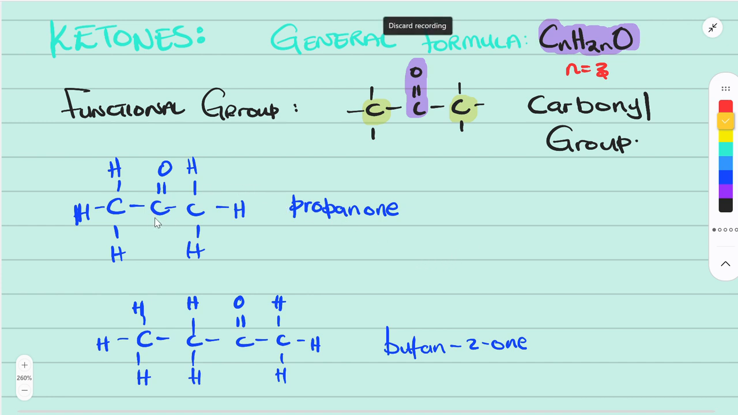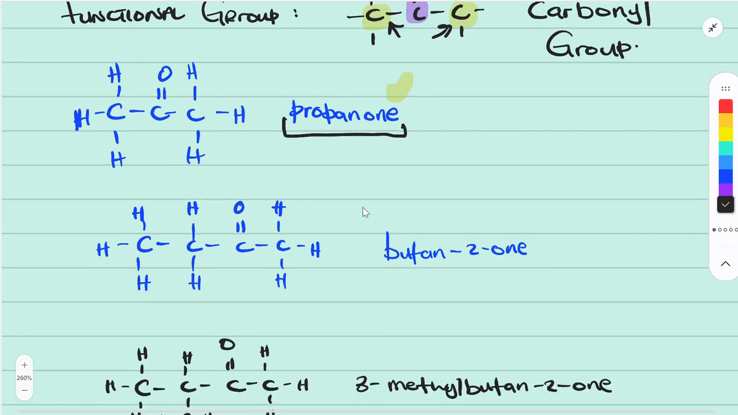Now molecules for ketones can look like this. You can have propanone. Notice here I said that n starts from 3 in a ketone. Because of the functional group, you must always have 3 carbons or more to have a ketone. So this is the first ketone that you're going to have: propanone.